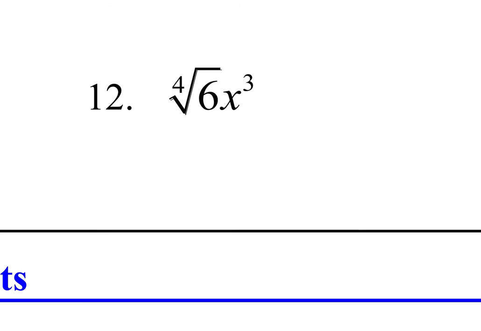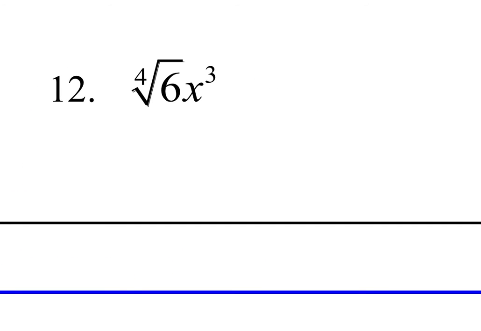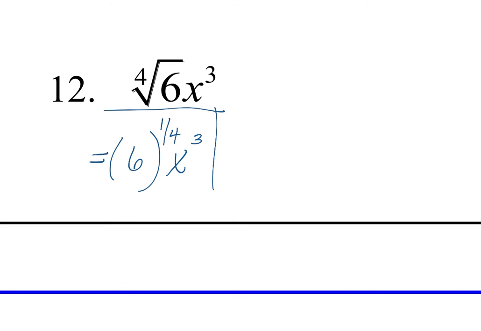On number 12, the fourth root only has a 6 inside of it. The x cubed is outside of the fourth root. So remember, the fourth root is the 1/4 power. You're going to put 6 inside of that and x cubed out beside it, and you're done. There's nothing else you can do to that.